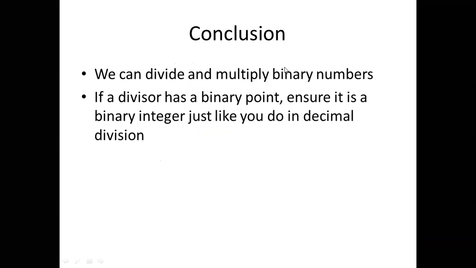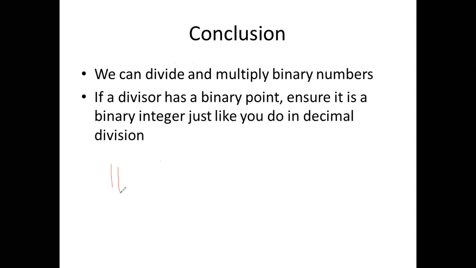So we have seen that we can multiply binary numbers just like we can do with the decimal number system, and we can also divide binary numbers just like we can do with the decimal number system. All you need to do when you are dividing is to make sure that your divisor doesn't have a binary point.